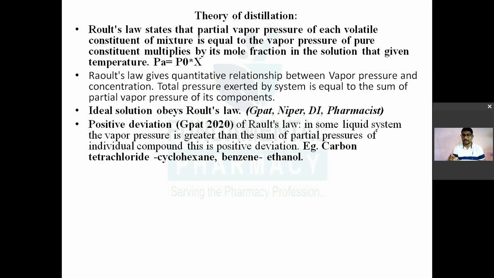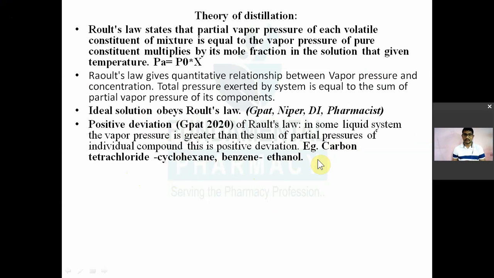As it is line पूछा था कि if the vapor pressure of the mixture is more than the sum of the partial vapor pressures of its components, then it is known as positive deviation or negative deviation, उसमें ऐसा option थे. So the positive deviation, this was a question in GPAT 2020. Positive deviation to Raoult's law. So a real solution will deviate from Raoult's law. An ideal solution will obey Raoult's law.